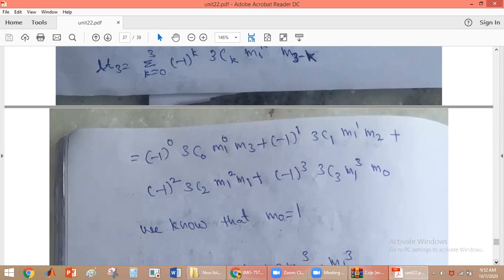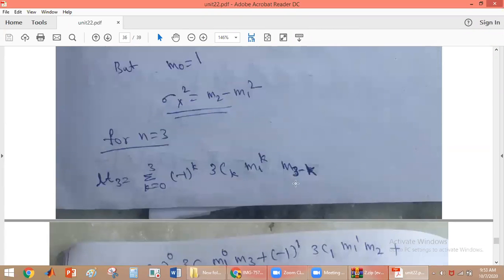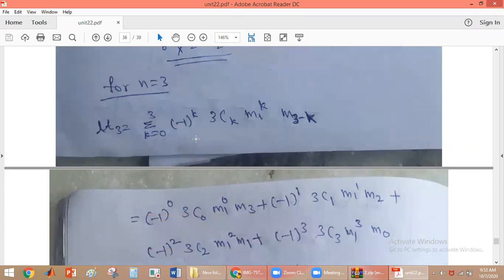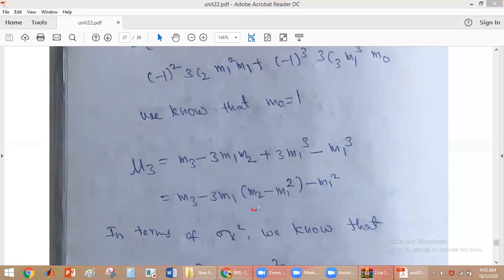Now if you substitute the values, what do we get? Here we get m3 minus 3 m1 m2 plus 3 m1 square, minus m1 cube. So this is the formula we get. Now if we take 3m1 common, we get m2 minus m1 square. In the previous relation we discussed that m2 minus m1 square is nothing but sigma x square. So in place of m2 minus m1 square, we will be substituting sigma x square.